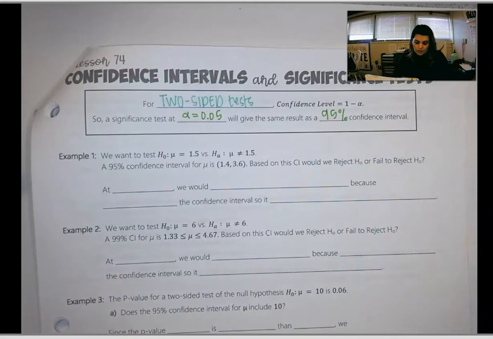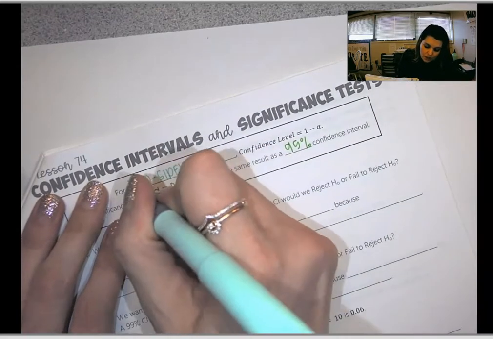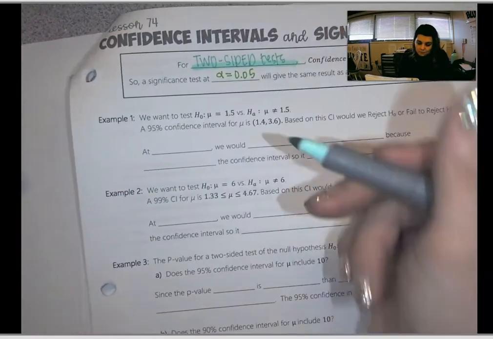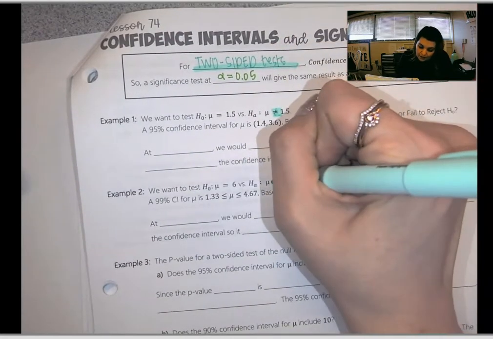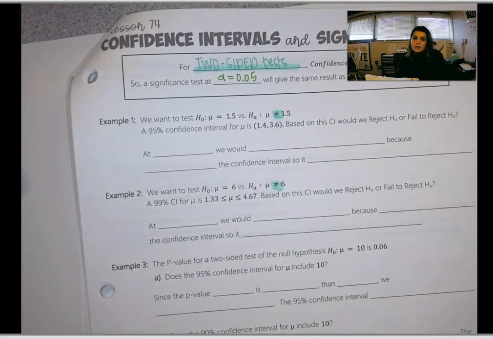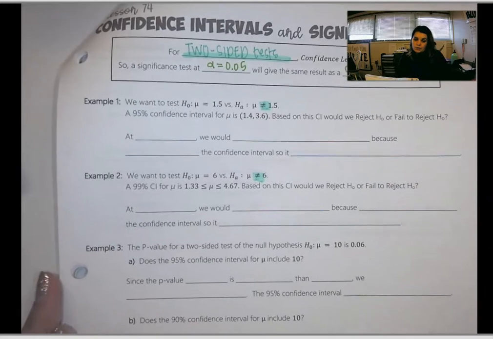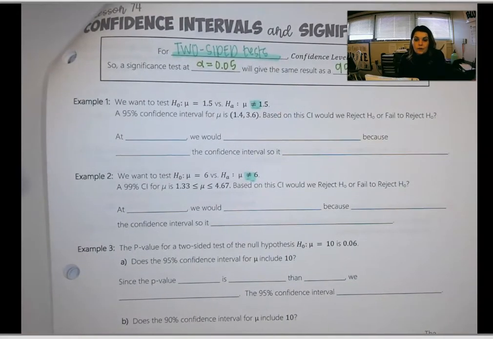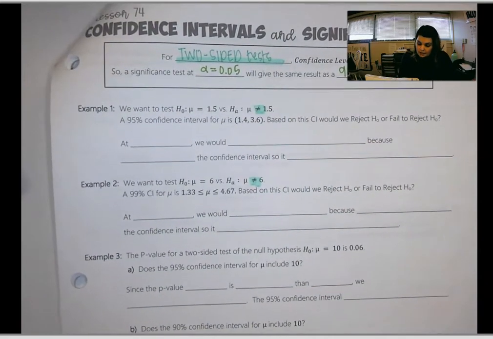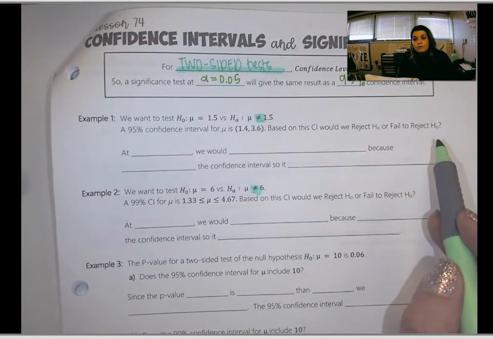Before we go through and look at some specific examples, I'm just going to highlight that this is for two-sided tests. And if you look at these alternative hypotheses in the first two examples, they're both two-sided. The first relationship, I think, is the easier and the more interesting relationship. So we want to test a null that mu is 1.5 against an alternative that it's different than 1.5. We're testing that the true average is 1.5 against that it's different than 1.5. A 95% confidence interval for mu is 1.4 to 3.6. Based on this, would we reject the null or fail to reject the null?